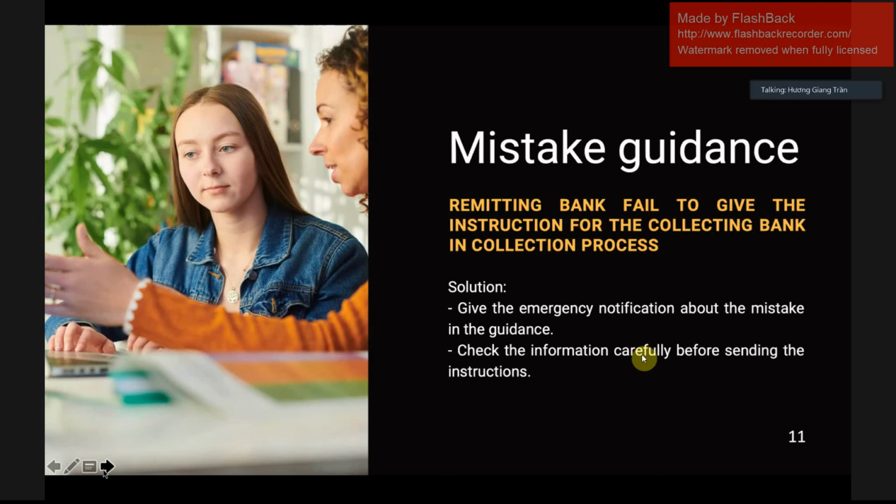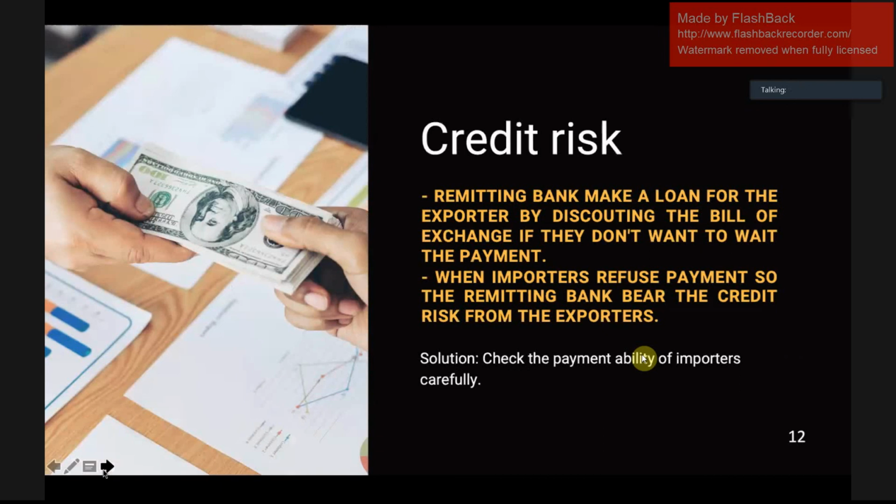And the last one is the credit risk. When the exporter does not want to wait for the importer to pay the bill to receive money, the exporter can sell the bill to the bank at a discounted rate. Therefore, if the buyer refuses to pay the bill, the remitting bank will take the risk. The bank will reduce the source of credit. So the remitting bank should check the payment ability of the importer carefully.